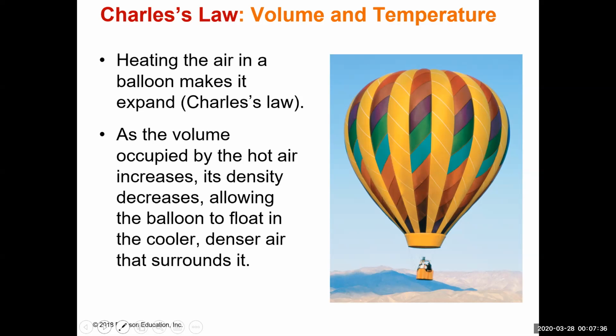So heating the air in a balloon will make it expand, following Charles' law. So as the volume occupied by the hot air increases, its density is going to decrease, which allows the balloon to float in that cooler, denser air that surrounds the balloon.